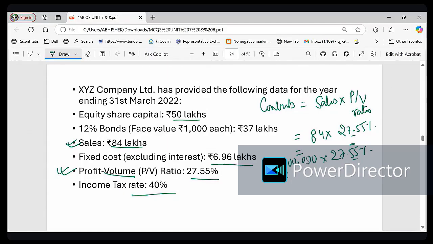So if you calculate this 27.55%, you will get 23 lakh 14,200. Please let me know. Are you getting the same? Yes, very good. 23 lakh 14,200. Very good. Now we know the contribution.